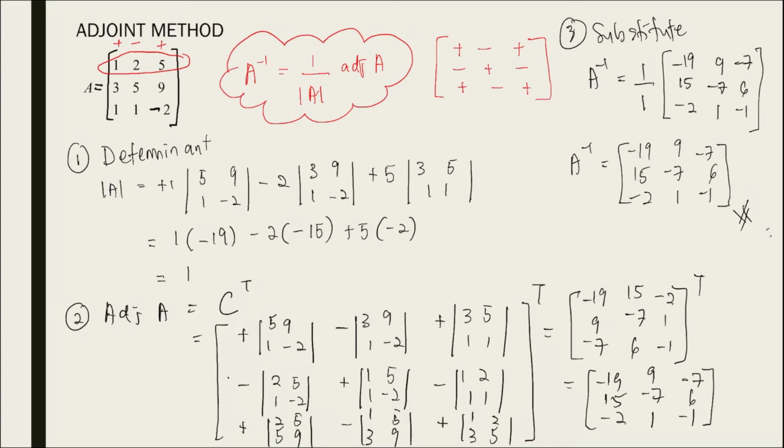So we have done the adjoint method. There are 3 steps in adjoint method. The first is find the determinant. Second step is find the adjoint matrix, which is the cofactor transpose. And the third step is substitute into the formula. And that's it, you are done. So next we are going to proceed with the next method, ERO.